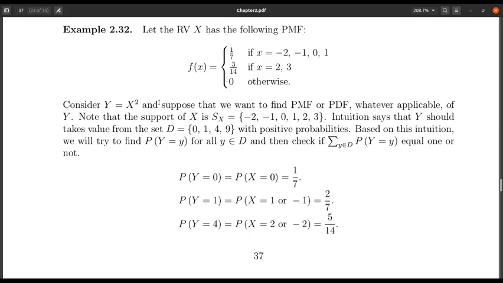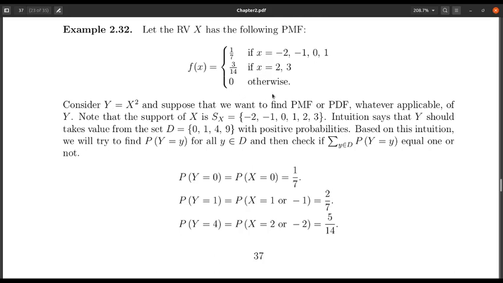Let us start with an example, because at least for the discrete case, an example is the easiest way to understand this technique. We have already considered this when we discussed technique one: the same discrete random variable x having the same PMF, and the same transformation y equals x square. Earlier we found the cumulative distribution function of y. Now, without finding it, we will directly find the probability mass function of y. I'll come to why I am talking about the probability mass function, one by one.